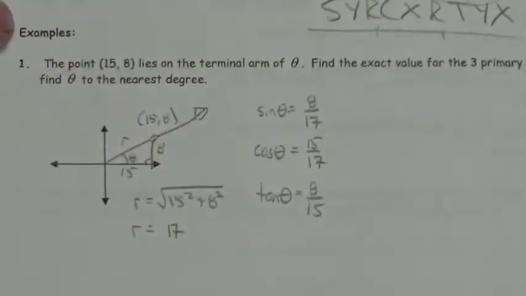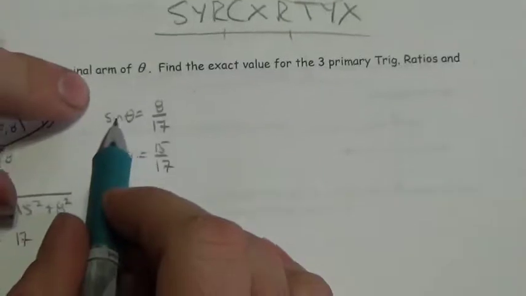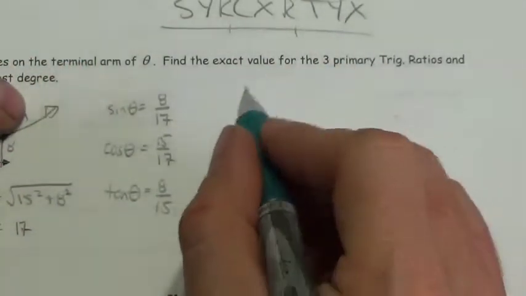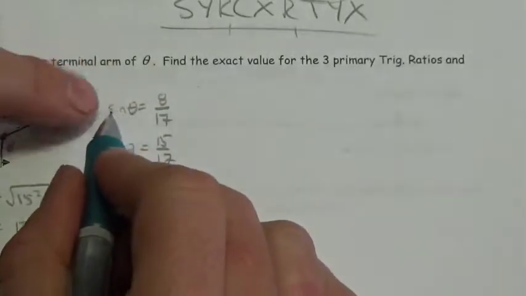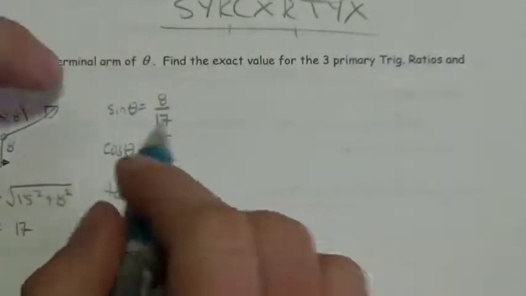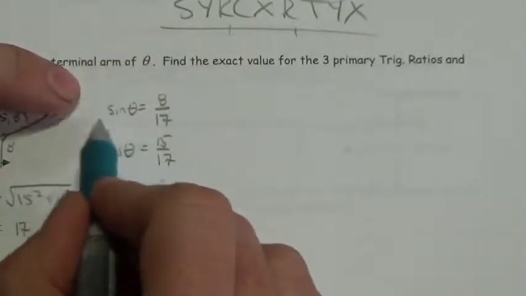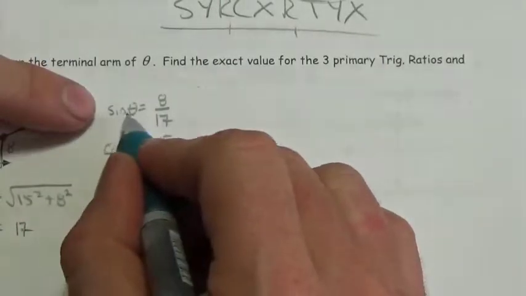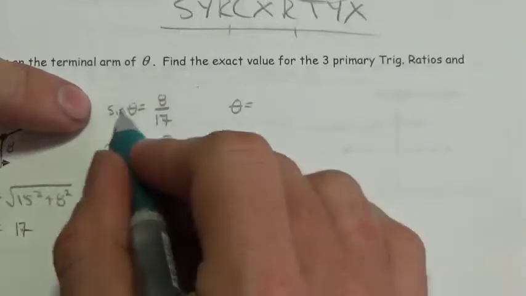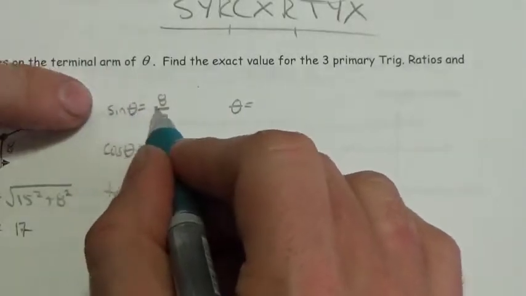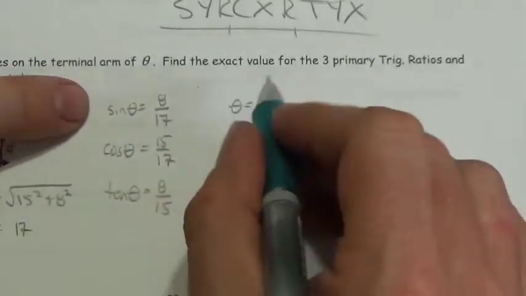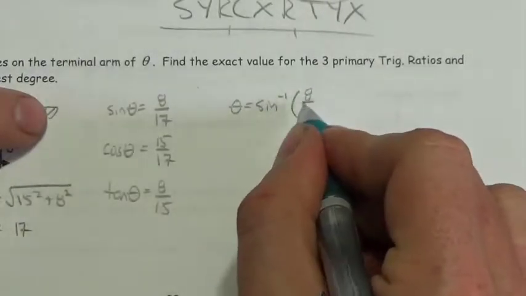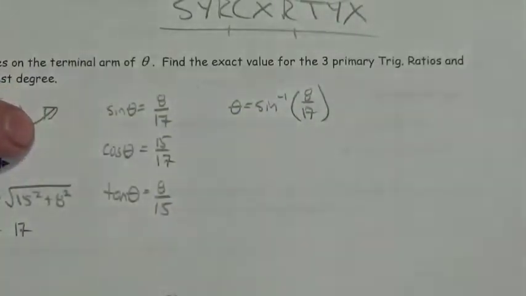So what I've got to do to get theta, when I take the sine of theta, it's producing 8 over 17. So the sine of theta gets me 8 over 17. I've got to get rid of that sine there. And the way I do that is I do the opposite of sine to that theta there. And if I do the opposite to the left-hand side, I've got to do the opposite on the right-hand side. So this will be the inverse sine of 8 over 17.